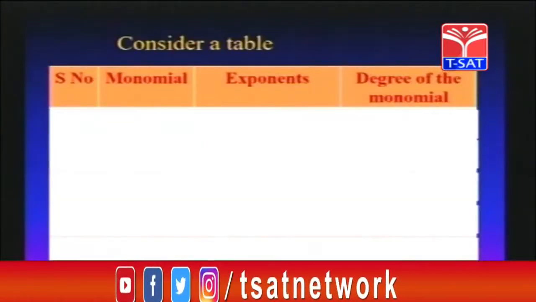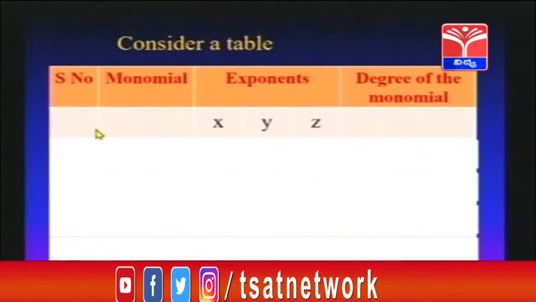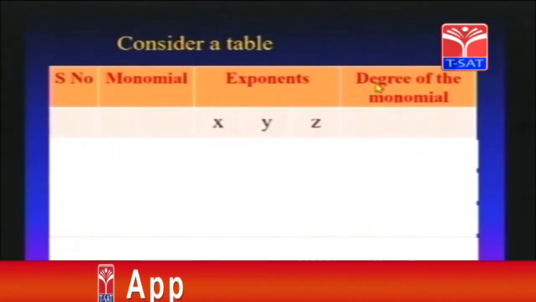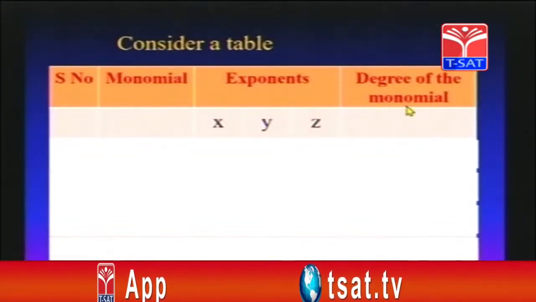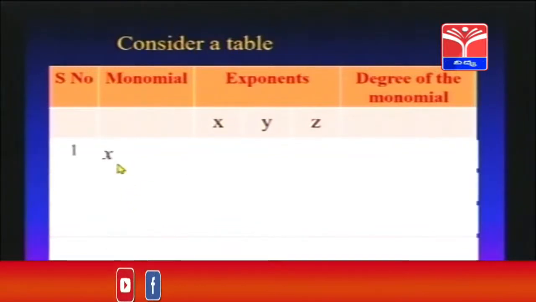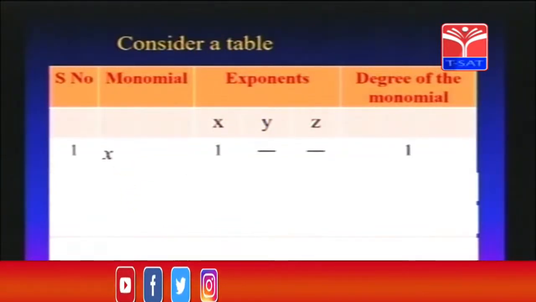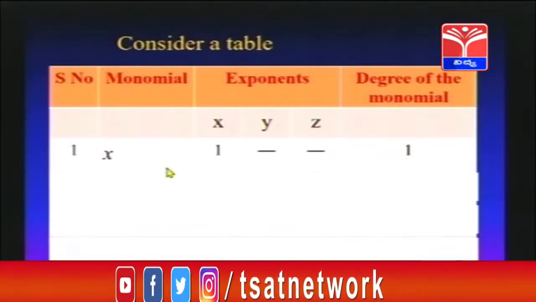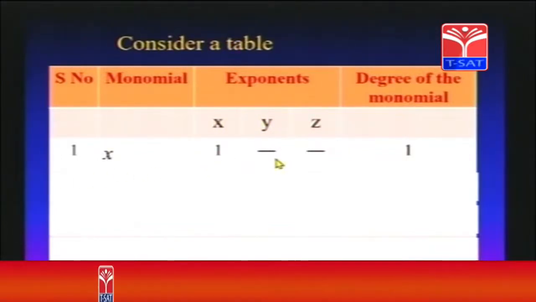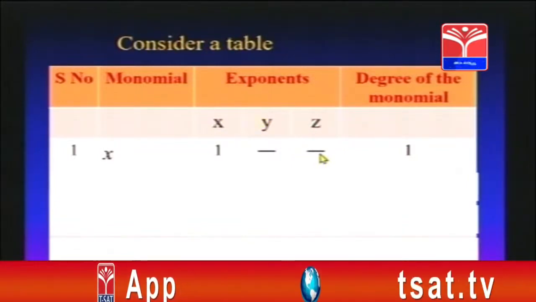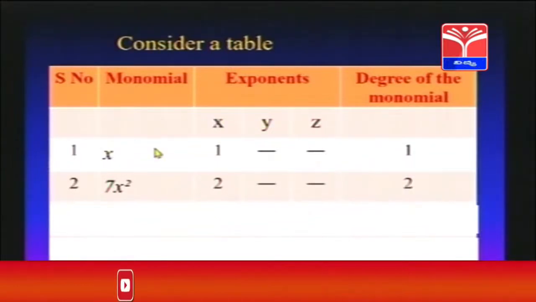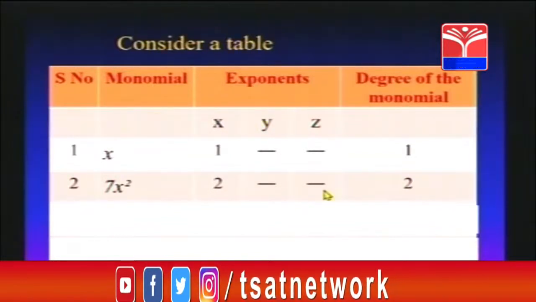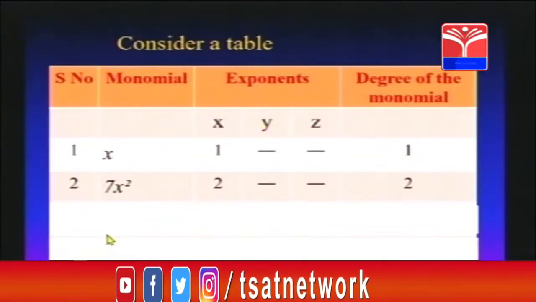Next, we will consider a small table where I have taken some algebraic expressions and their degree of the monomial. How do you write the degrees of the monomials? As you can see here, x is a single term where the exponent of x is 1, y is 0, z is 0. So the degree of this monomial is 1. 7x square, exponent of x is 2, y exponent is 0, exponent of z is also nil. So the degree of the monomial here is 2.